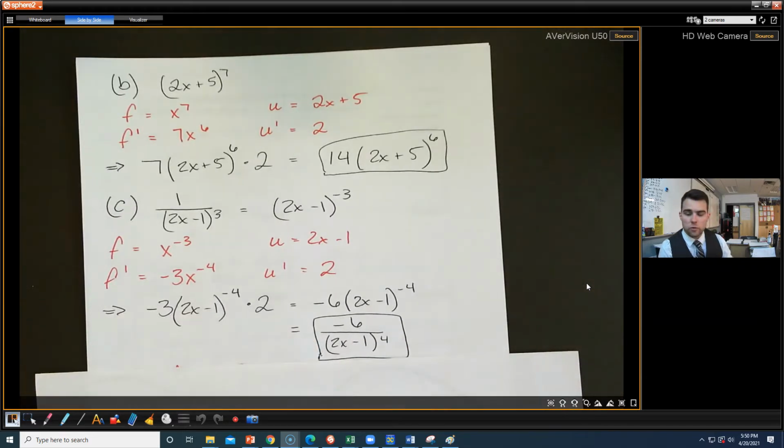All right, that's the chain rule with derivatives. So now we want to look at a method that actually helps us work backwards. Okay?